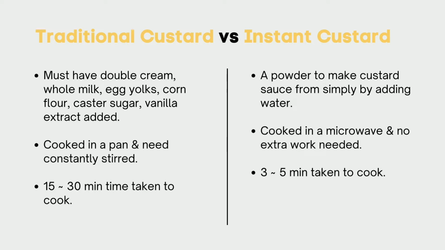While instant custard is a powder used to make a custard sauce simply by adding water, and it is cooked in a microwave with no extra work needed, and usually it will only take 3 to 5 minutes to cook it.